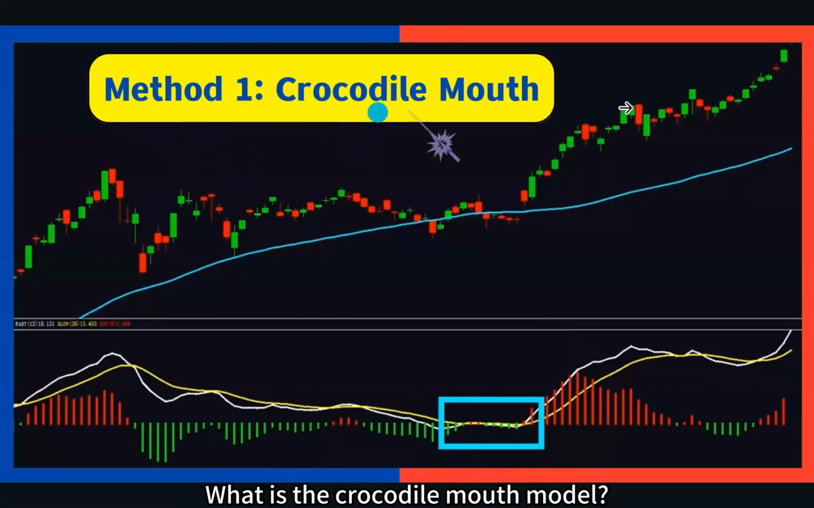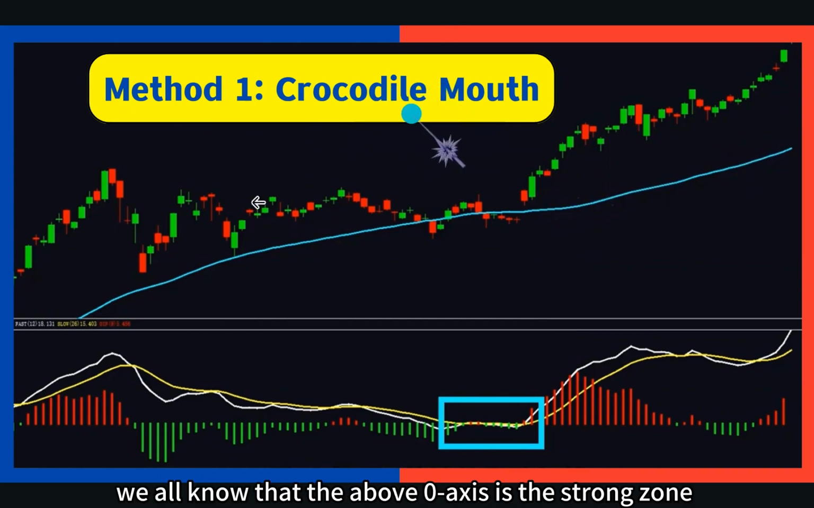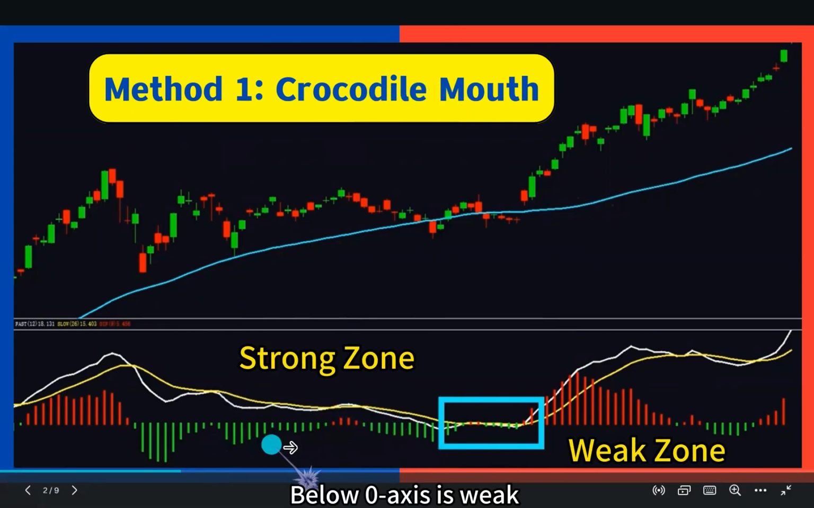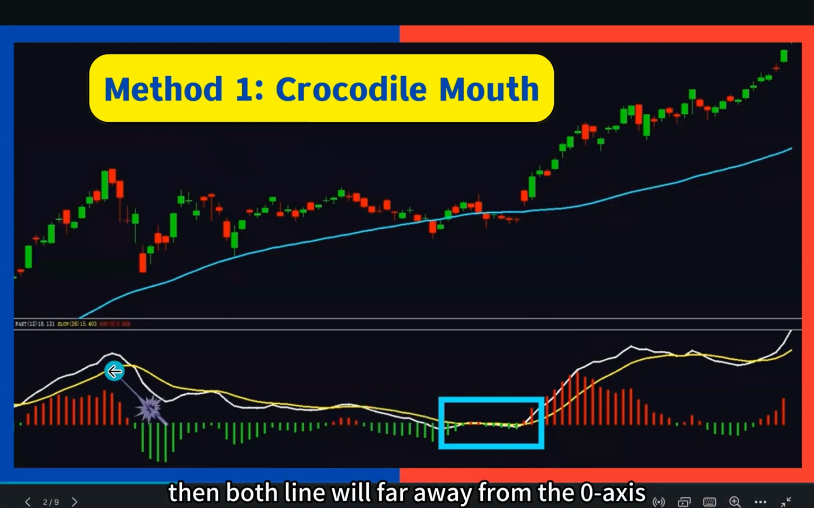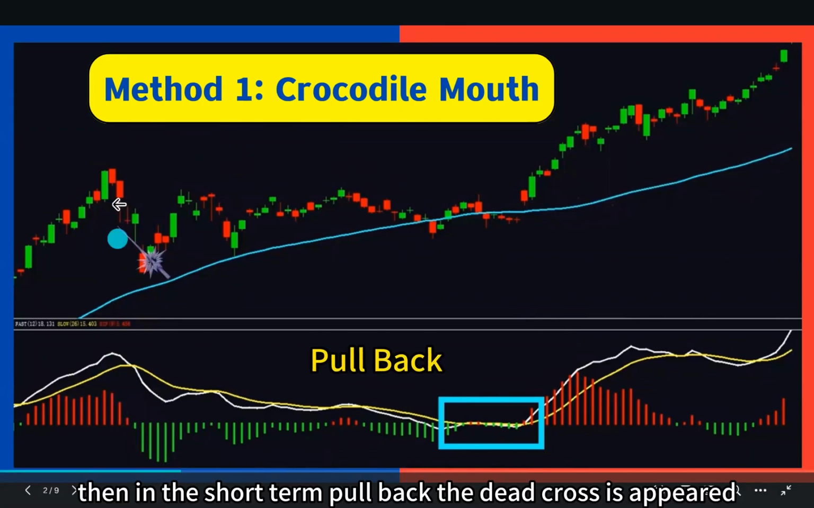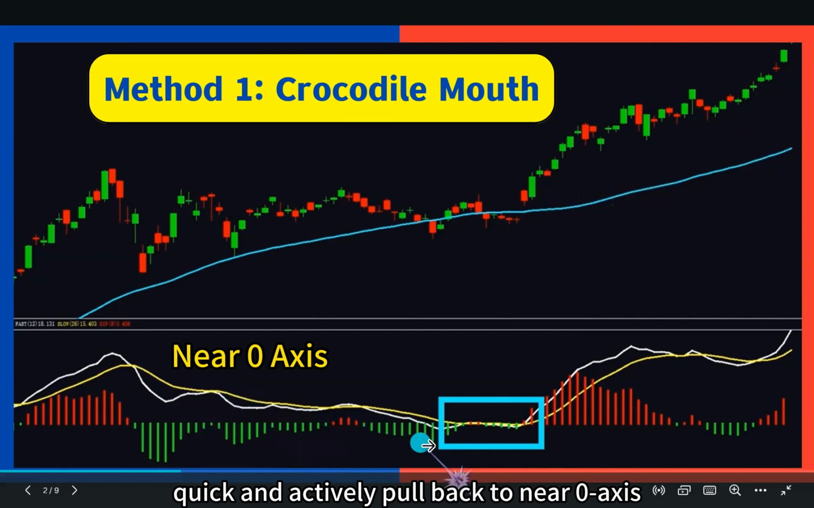Crocodile mouth model. What is the crocodile mouth model? Generally speaking, we all know that above the zero axis is the strong zone. Below the zero axis is weak. So when the stock rises strongly, both lines go far away from the zero axis. Then in the short term, it pulls back and the dead cross appears. Some stocks will exchange time for space, quickly and actively pulling back to near the zero axis.